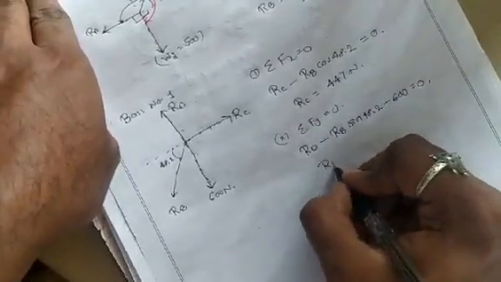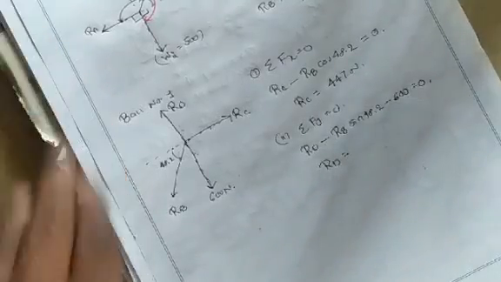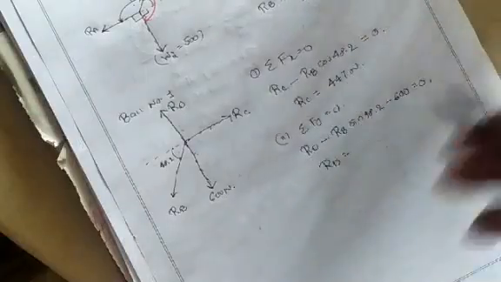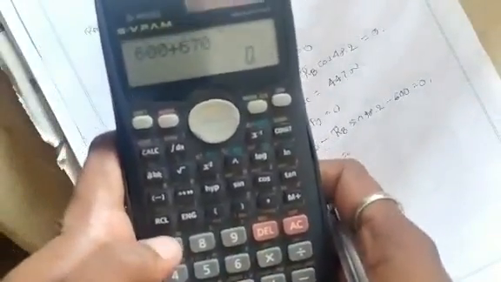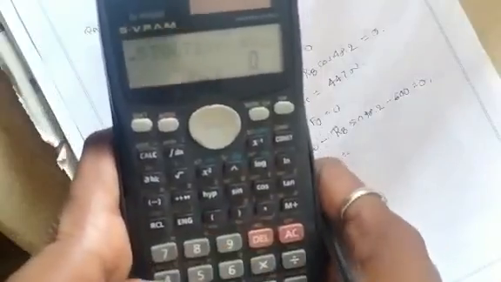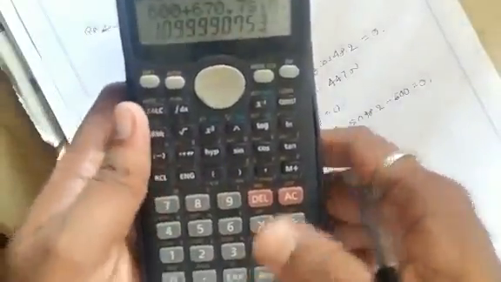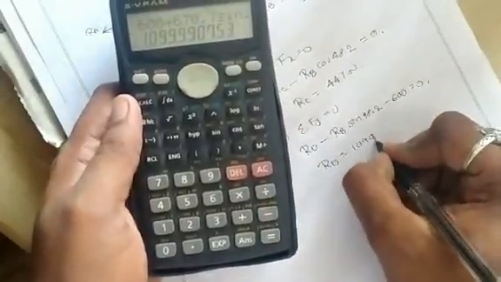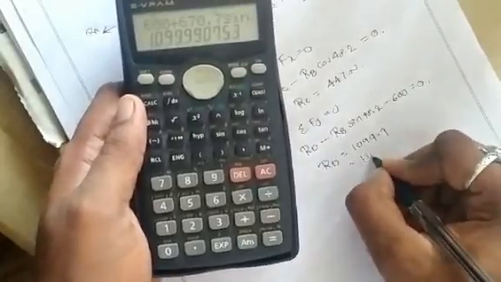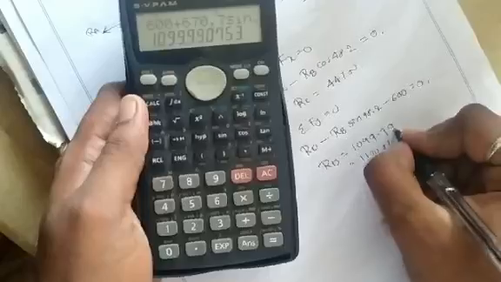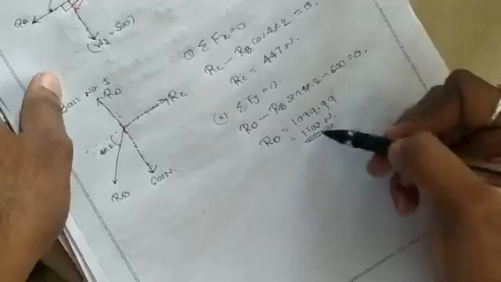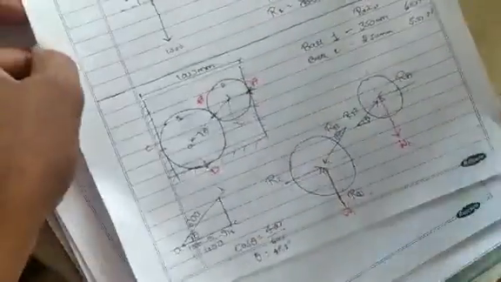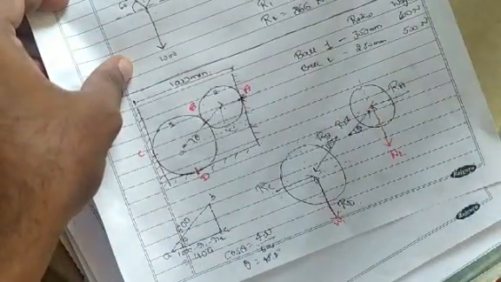From this equation, RD is equal to 600 plus RB sine 48.2, RB is 670.7. So it is 600 plus 670.7 sine 48.2. The answer is 1099.9, or you can say 1100 newtons. So we have found all the reaction forces at the contact surfaces: RA, RB, RC and RD. This completes the problem.